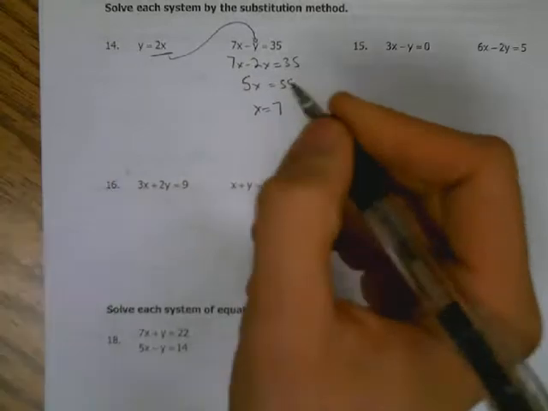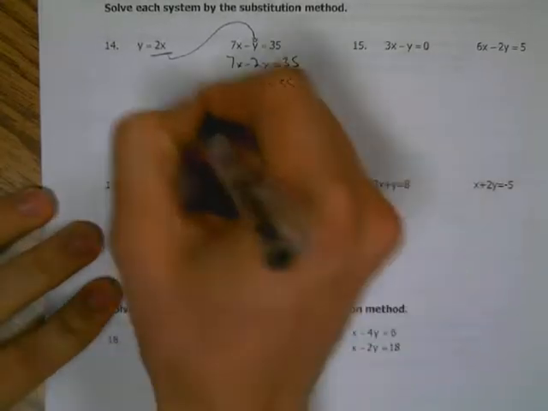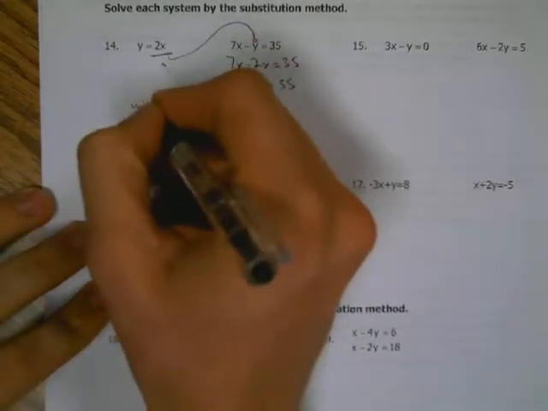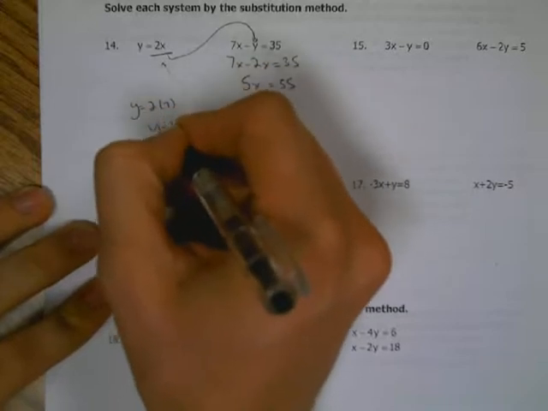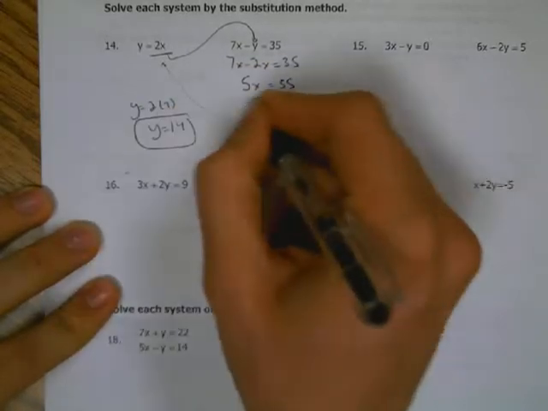Once you get this x equal to 7, you can take it and put it back into your original equation. I'm going to get y is equal to 2 times 7. So y will be 14. That'll be my answer there.